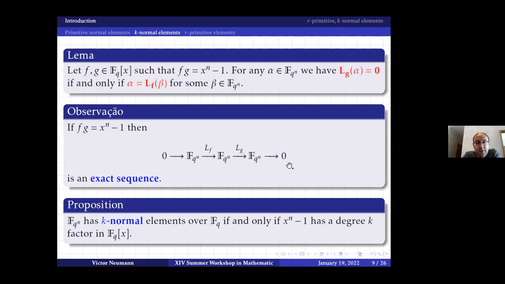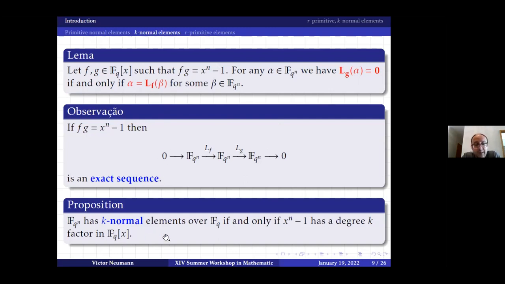We prove this just by counting the zeros of each polynomial and by the fact that the composition of these two linear maps is in fact the linearization of x to the n minus 1. So it sends 0 to 0. From this, we easily see this result, this lemma. Obviously, from this, the linearized of G at alpha equal to 0 means that alpha is in the kernel of this map, which is equal to the image of this other map. So there exists a beta so that alpha is the linearized of F at beta. And conversely, also the same thing.